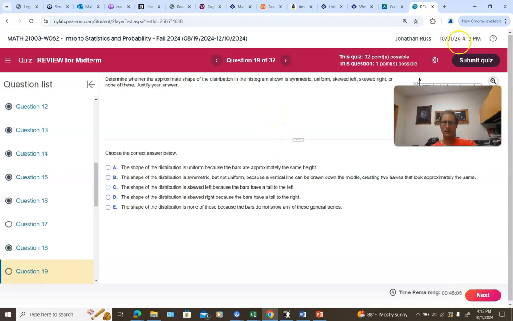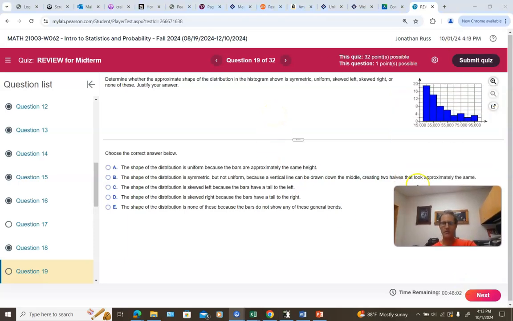All right. Now we're going to be looking at the shapes of some histograms. So determine whether the approximate shape of the distribution in the histogram shown is symmetric, uniform, left skewed, right skewed, or none of these. Well, looking at this, guys, it's got a tail that goes to the right. So this is a right skewed distribution. The shape of the distribution is skewed right because the bars have a tail to the right. So it's going to be choice D there.